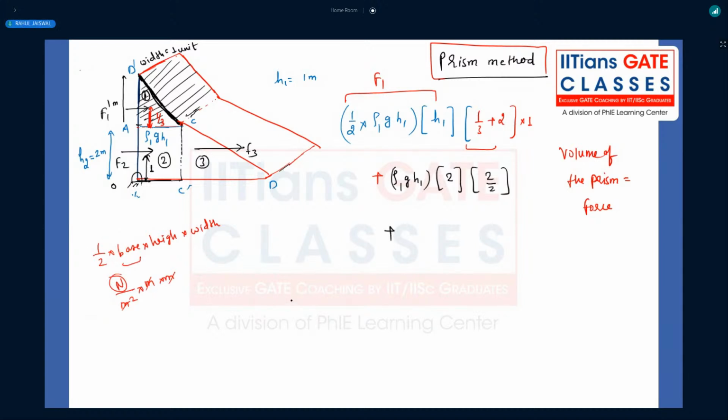What will be the third one? Once again, third one will be very, very easy for the third force. How to calculate that? That will be the calculation of rho 2 G H2, half of base into height. Height is H2. Half of rho 2 G H2. That much of pressure will be acting. Height into width is 1 unit. And exactly at what distance? H2 by 3, right?